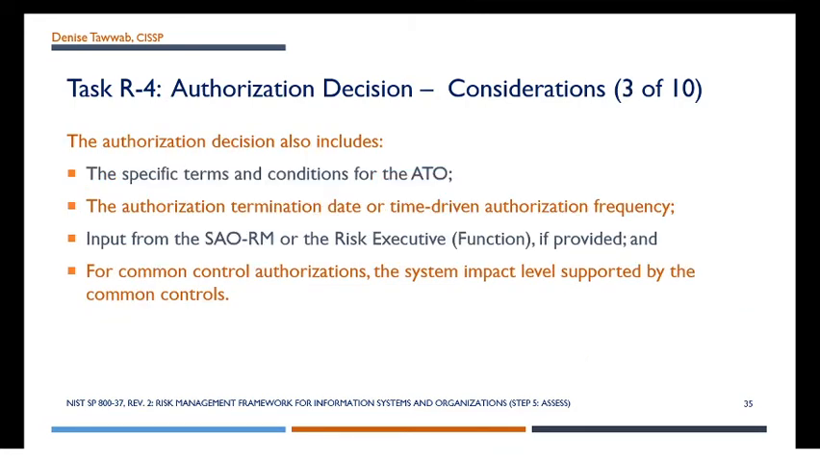The authorization decision also includes the specific terms and conditions for the authority to operate, the authorization termination date or time-driven authorization frequency, input from the senior agency official for risk management if provided, and for common control authorizations, the system impact level supported by the common controls. For example, these common controls can only be used on moderate impact systems. So something like that.